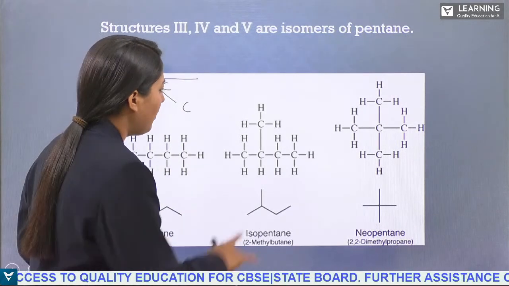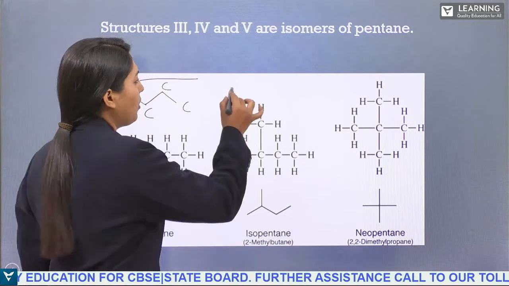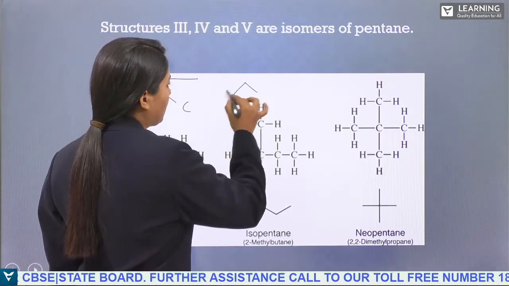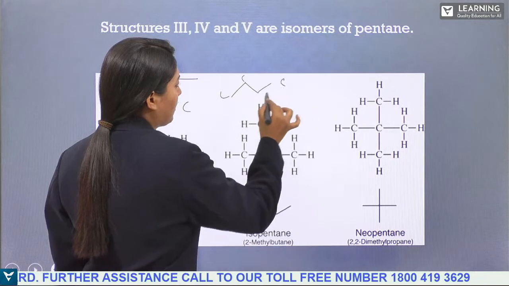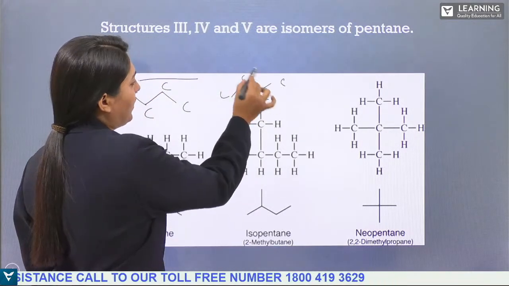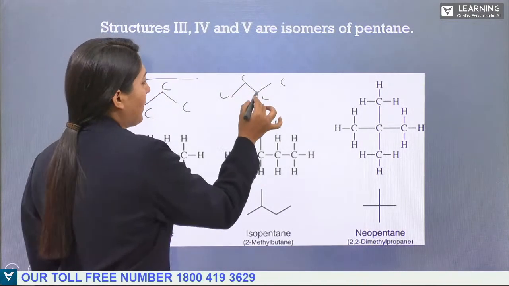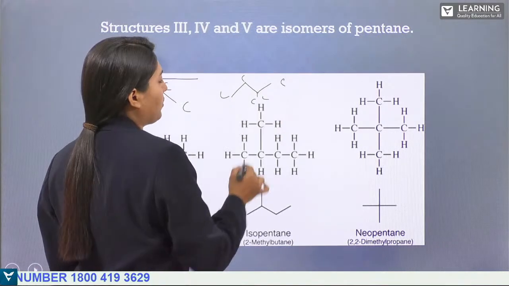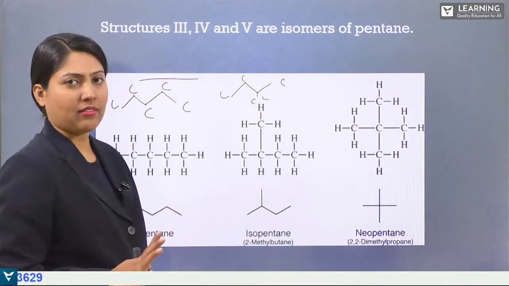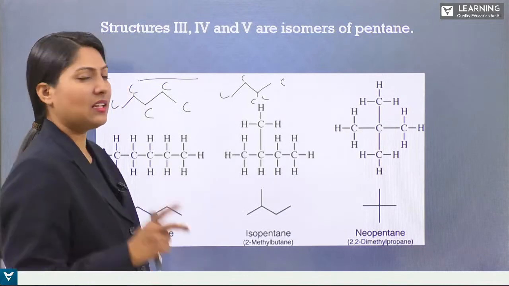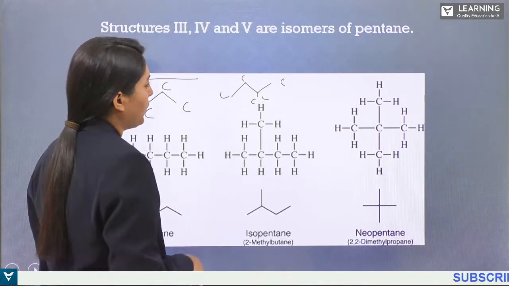So we write like this. Whereas here, 4 carbon atoms: 1, 2, 3, 4. To this, either this one or this one, both are the same. If I am writing here, I'll get one more carbon here. So 5 carbons, which we call 2-methyl butane.